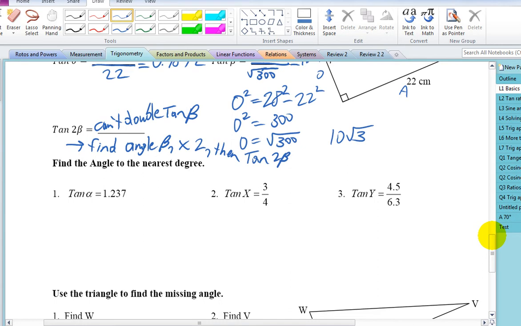Here we have tan alpha equals 1.237. How would we get tan to the other side? Any ideas? Who said divide by 10? Okay, so don't write this down though. Divide by 10, divide by 10. That's right. This equals 1 over 10 times 1.237. How do we write 1 over 10 using an exponent? -1. And that's all you need to know.